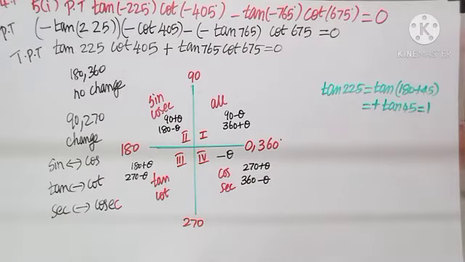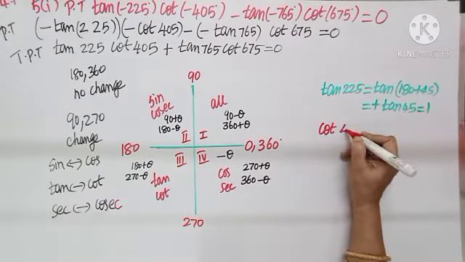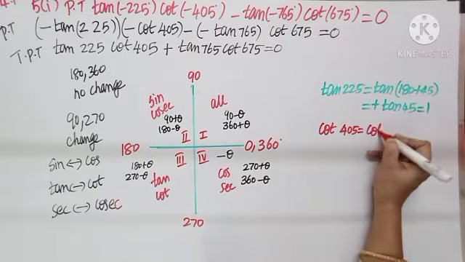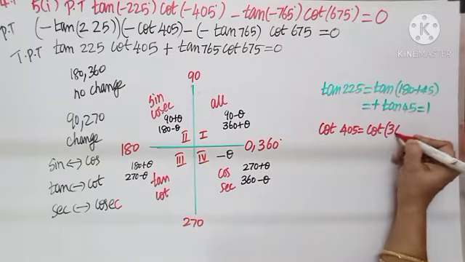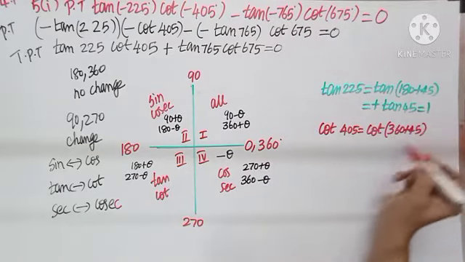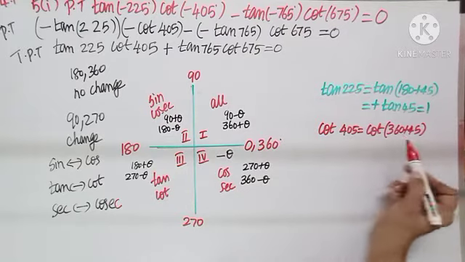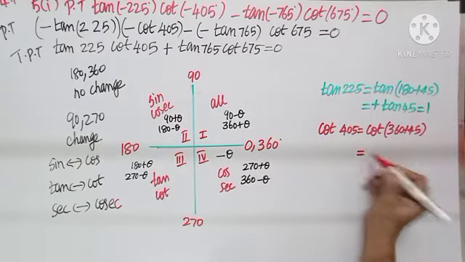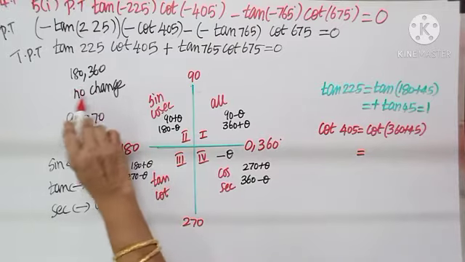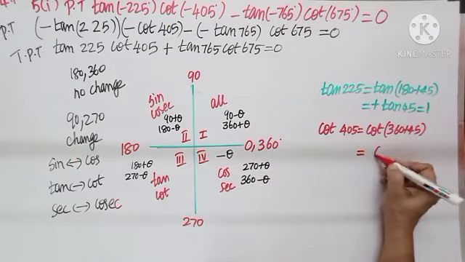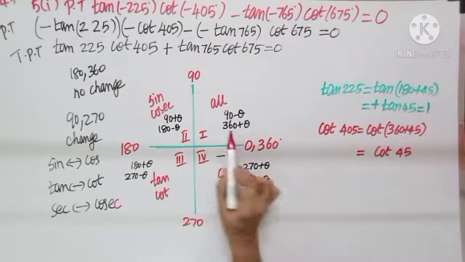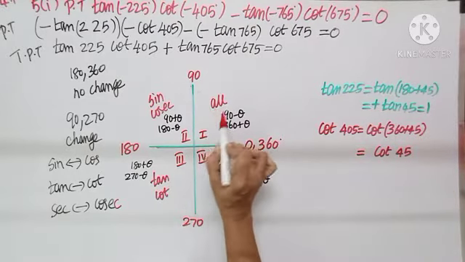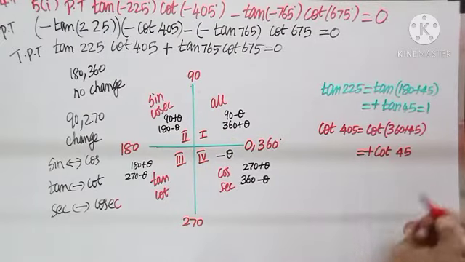Similarly, we'll go on to the next value. Cot 405. How to write cot 405? Out of the 4, 360 is bigger. 360 plus 45. So we are writing 405 as 360 plus 45. 360 comes, no change. I will write cot 45. And 360 plus, we are in first quadrant, all the ratios positive. So it is plus. Cot 45 is also 1.